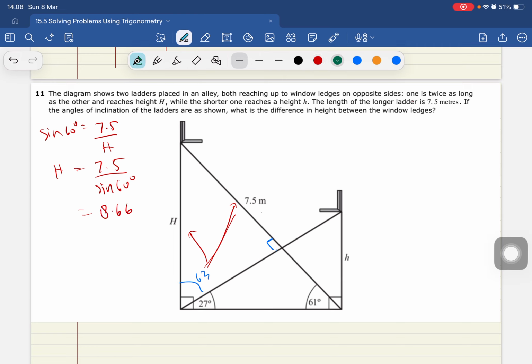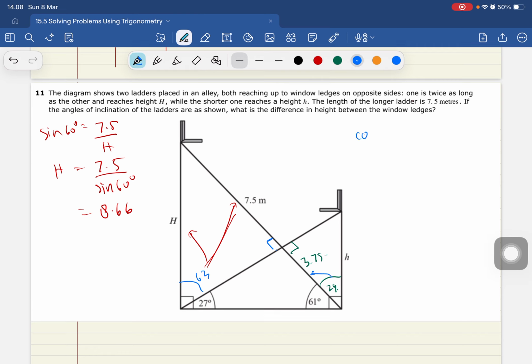Next, if this is 7.5, it's going to be 90 degrees. Here, if this is 60, then 90 minus 60 is going to be 29 degrees, a half. So we take 7.5 as a half, which is 3.75. We have the angle and the adjacent, so we will use cos: cos 29 degrees equals the adjacent, 3.75. Wait, this looks like 290, so it's 29 degrees.